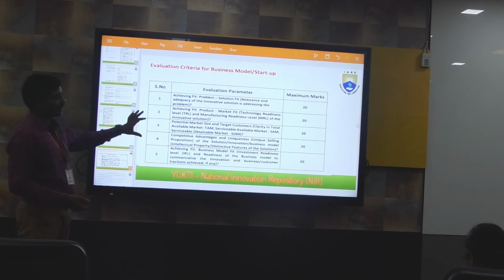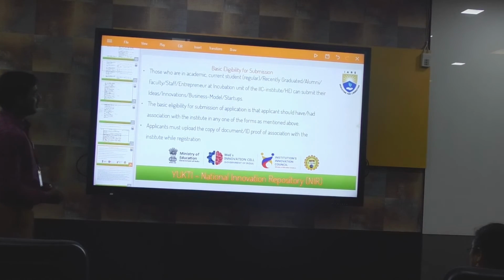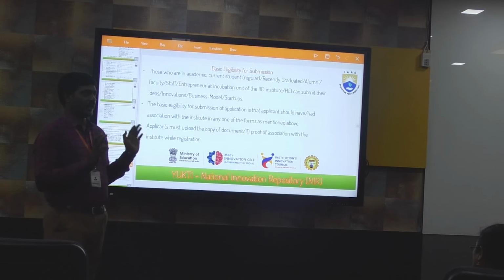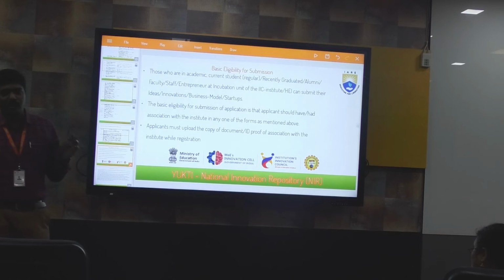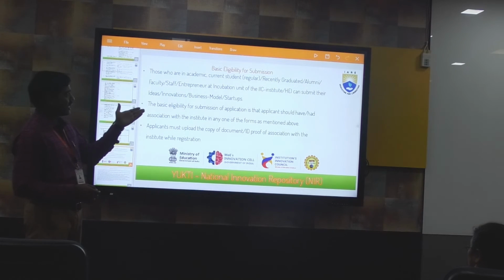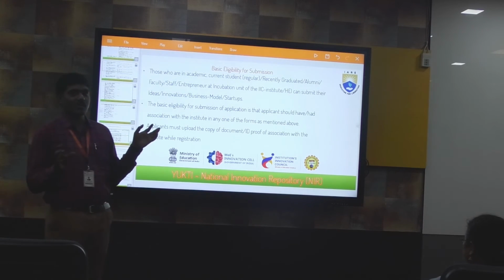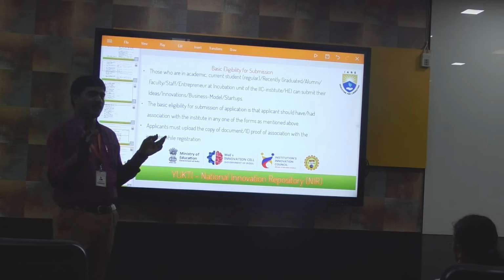This is defined by the Ministry of Education for all the institutions. So these are the basic eligibility conditions for anyone submitting their ideas, innovations or startups to this NIR portal. Those who are in academia, such as current students, recent graduates, alumni, faculty, staff, and entrepreneurs at the incubation unit of the IAC, institute or HEI, can submit their ideas, innovations, business models and startups. Whoever is associated with the institute, all members can submit.